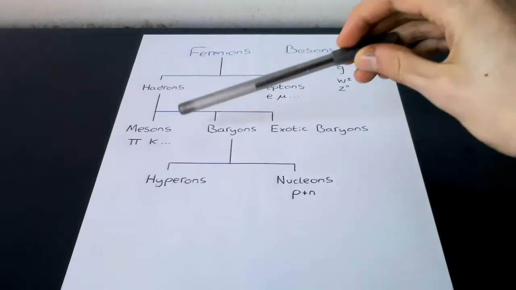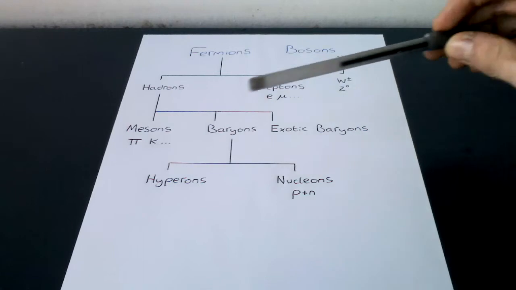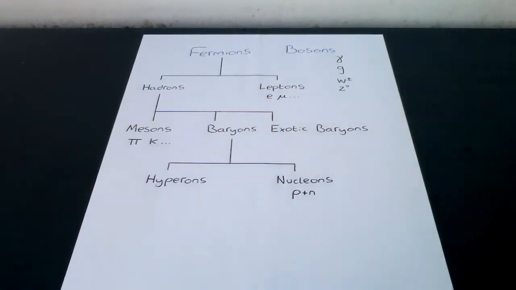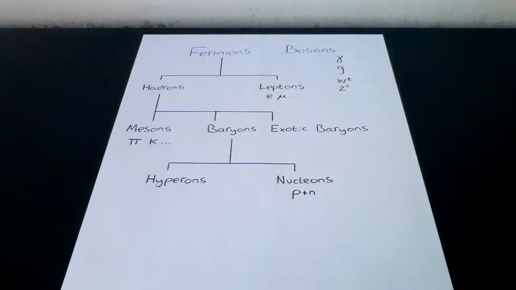Hadrons split into mesons, baryons and exotic baryons. Baryons split into hyperons and nucleons. Hadrons are the heaviest type of particles, and leptons are the lightest. And remember, leptons and bosons are fundamental, meaning they don't consist of smaller particles like quarks.